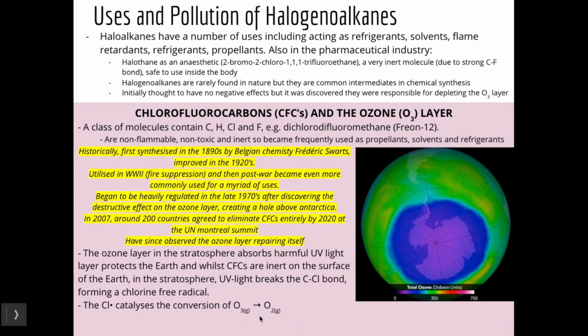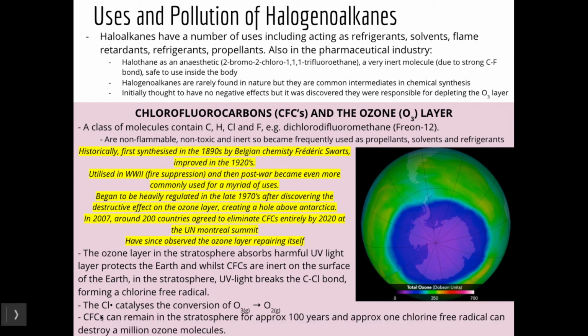So what happens? We get the conversion of ozone just into oxygen gas, which doesn't have the same ability to absorb the UV light. And then the chlorine free radical is a catalyst, right? So we regenerate it at the end. So then this can go on to destroy another ozone molecule, and it will regenerate and go on to destroy another ozone molecule, etc., etc. And it's estimated that one chlorine free radical can destroy about 1 million ozone molecules. So you can see how detrimental they can be, and our CFCs can remain in the stratosphere for approximately up to 100 years.